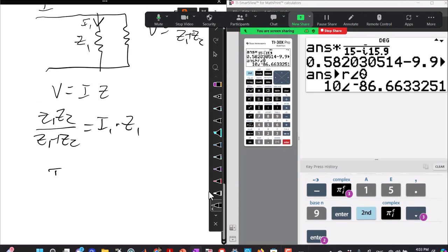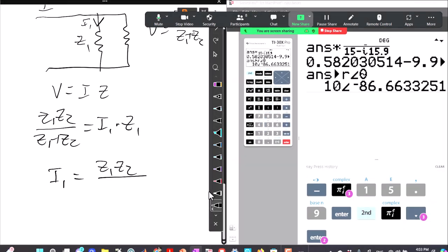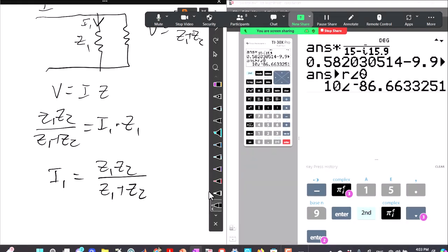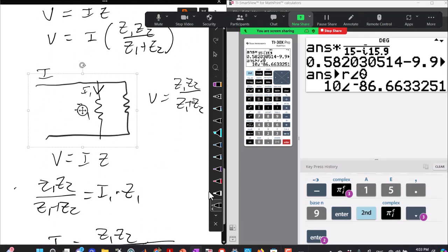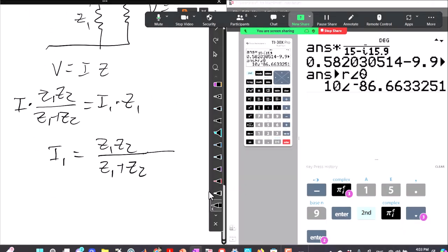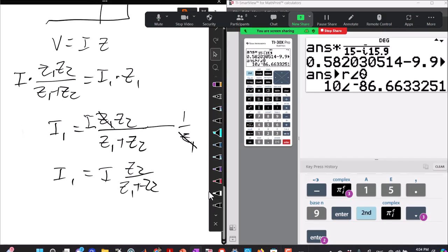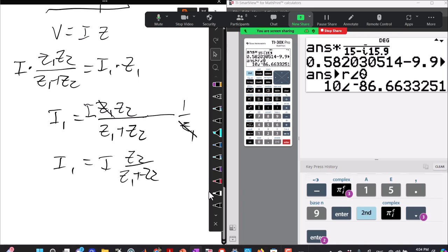So then what is I1? I1 is Z1, Z2 over Z1 plus Z2, divided by, did I forget my total current up here? I did. So that's I right there. I have my total current here as I, and then dividing by Z1, my Z1s cancel, and I get I1 equals I times Z2 over Z1 plus Z2.